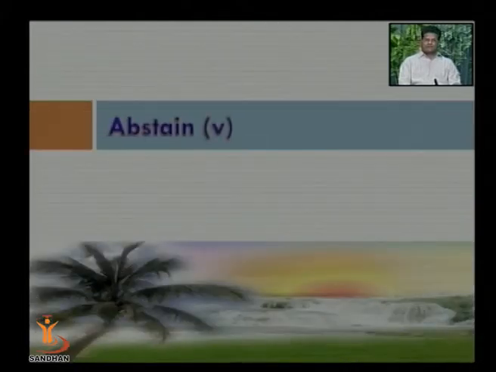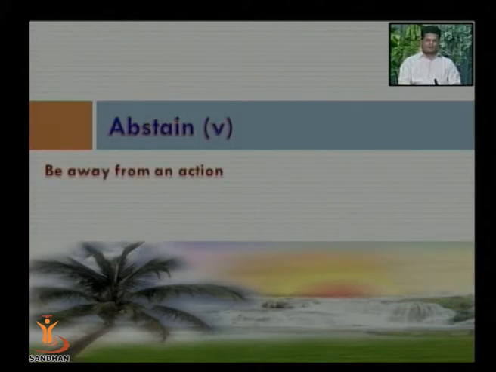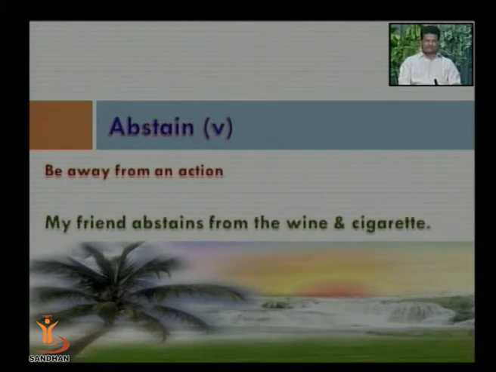Now first is abstain, used as verb, to be away from an action, to remain away, to not take part in any action. My friend abstains from wine and cigarette. That means the friend doesn't like to take wine or smoke.